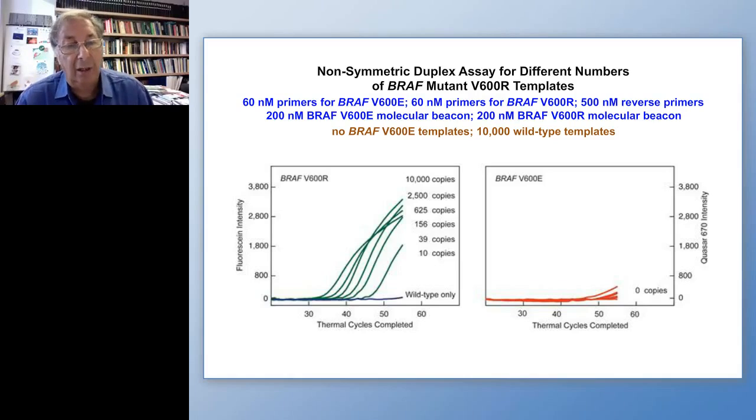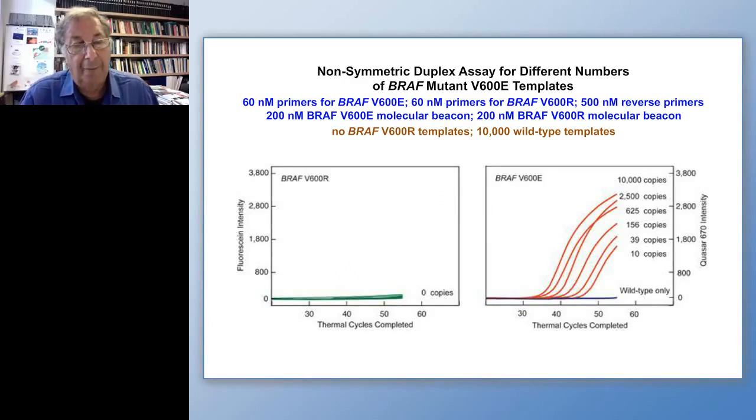So what you see here is that in the presence of 10,000 wild type templates, we put in different numbers of BRAF V600R templates, and we get the usual spread of CT values. And yet, the BRAF V600E does not interact. The molecular beacon doesn't interact. The amplicons aren't made from the mutant that's not present. Here's the corresponding experiment where we made different amounts of BRAF V600E, but put in no BRAF V600R.